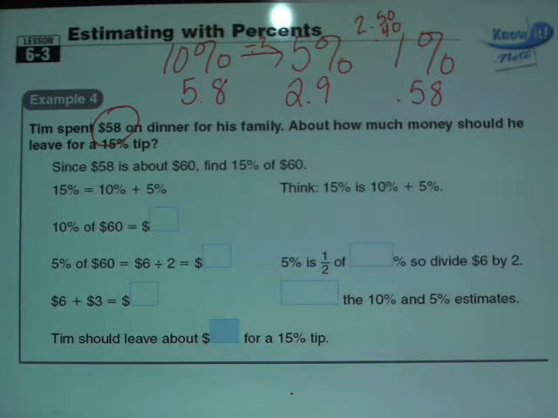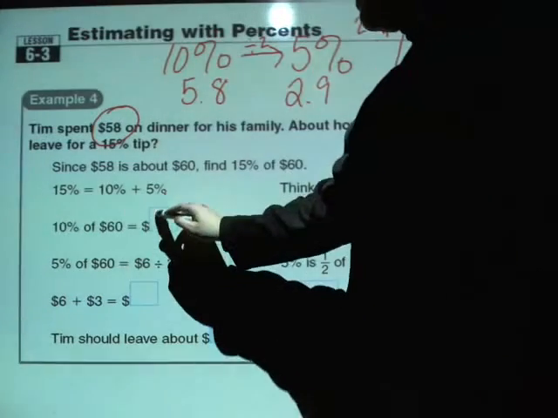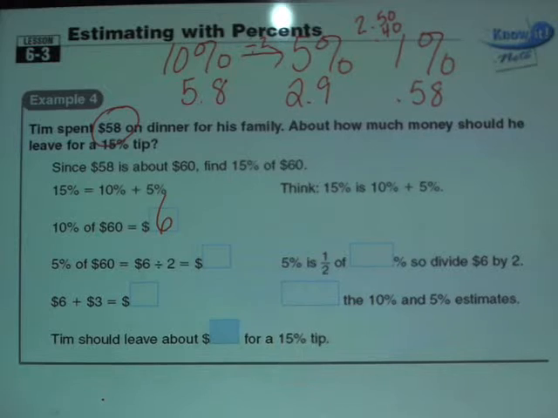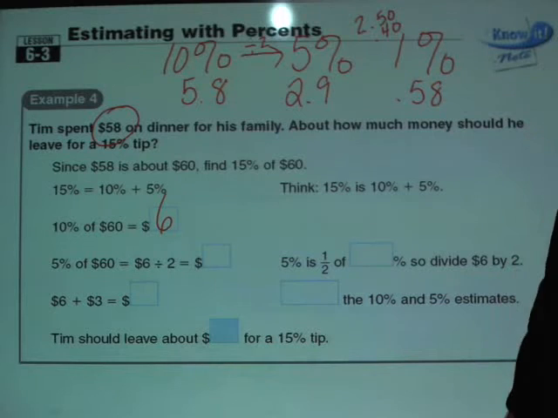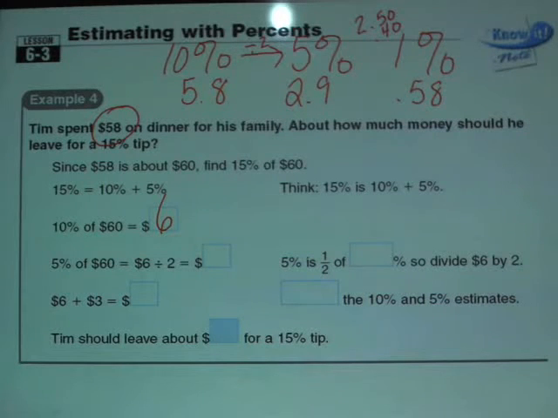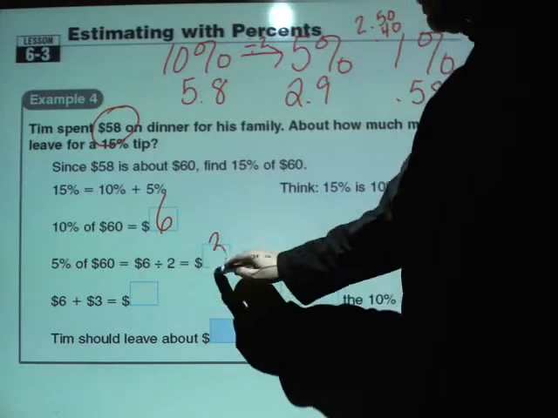All right, so what they've done here to start off is they've estimated by changing $58 into $60. So since they're going to go ahead and use $60 instead, let's do that estimation with 60. So 10% of $60, again, moving the decimal in one time, is going to give me 6. Now the next thing they're doing is finding 5%. Well, we know to find 5%, we're just cutting in half. So if I cut $6 in half, which is again their estimated figure, they're not using the actual numbers, they're estimating here, that's going to give me $3.